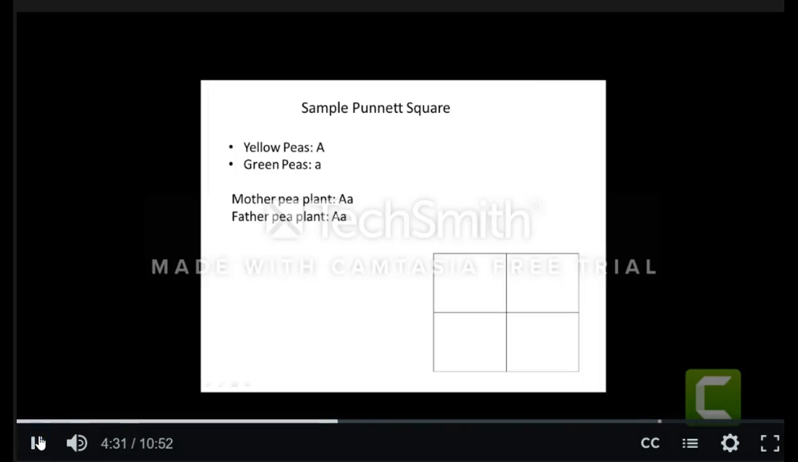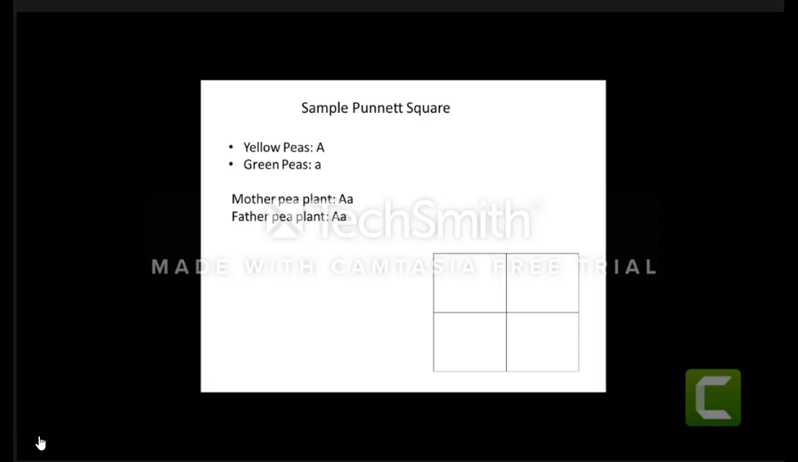Gregor Mendel created a tool called the Punnett square to help him to predict how traits could be inherited. Now remember that capital A shows a dominant trait, so yellow peas is dominant, and lowercase letters are recessive, so green peas is our recessive trait.